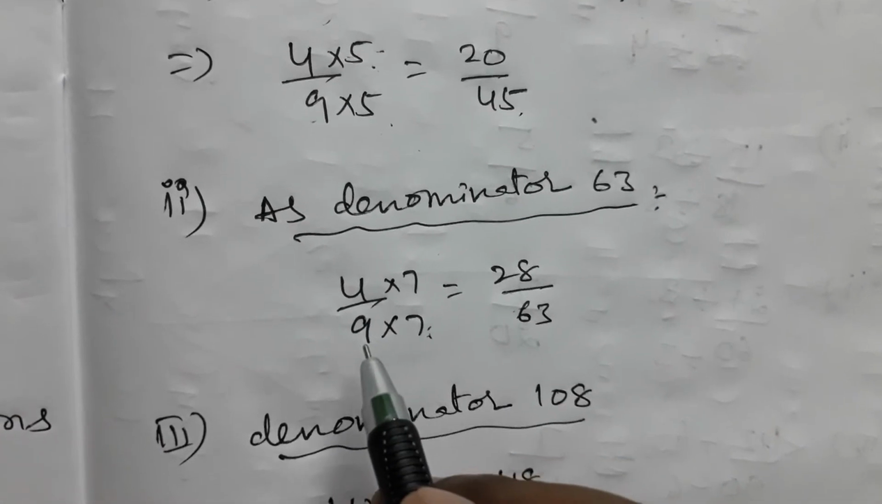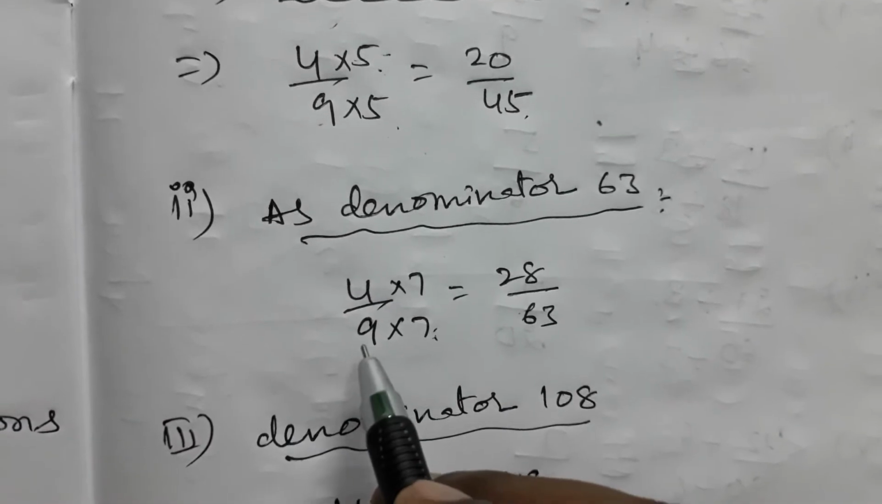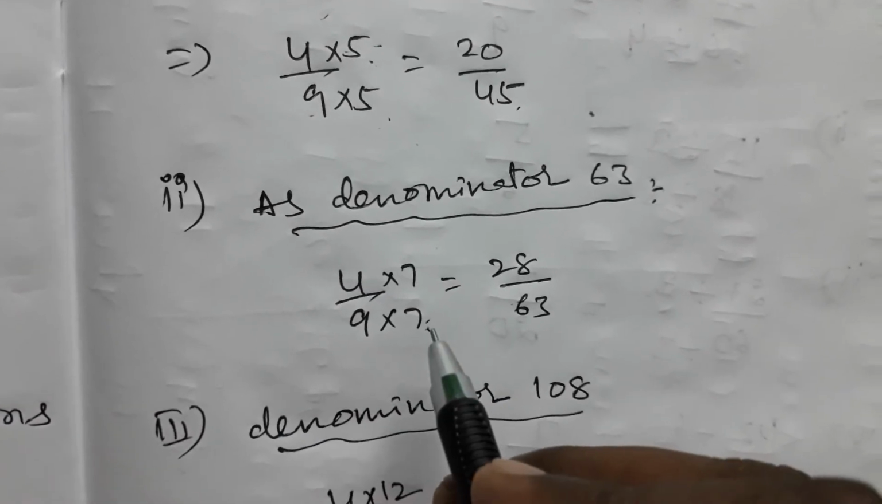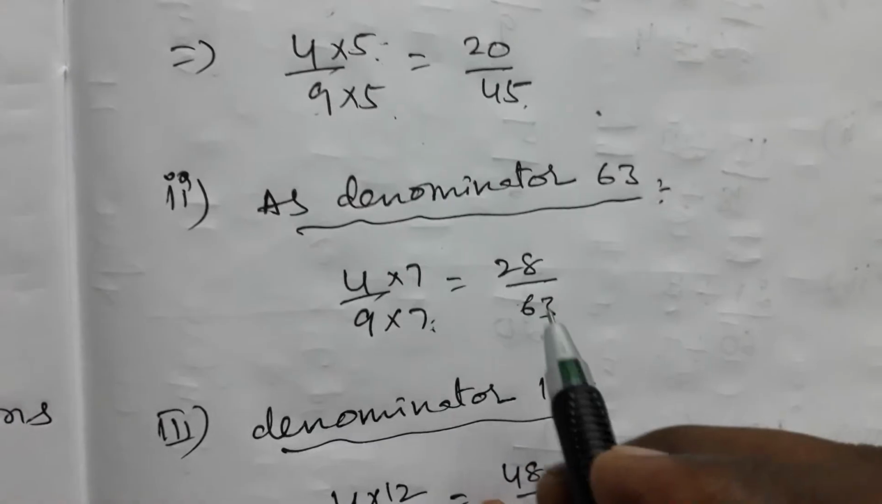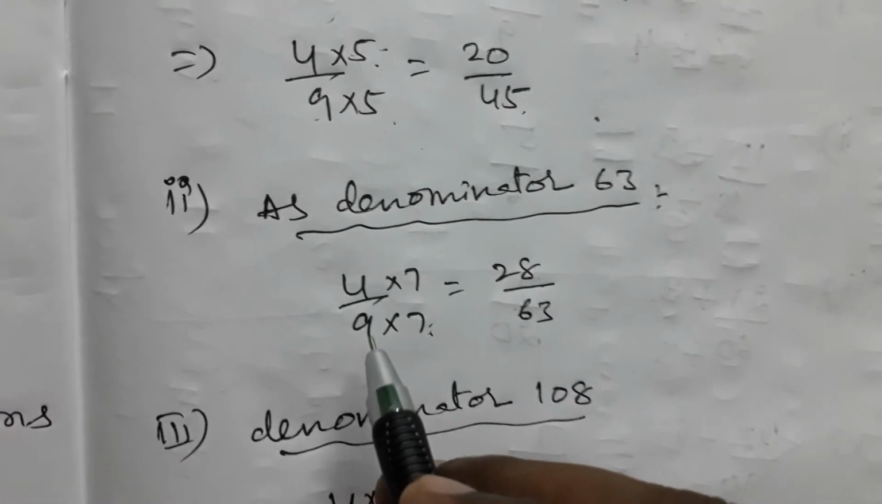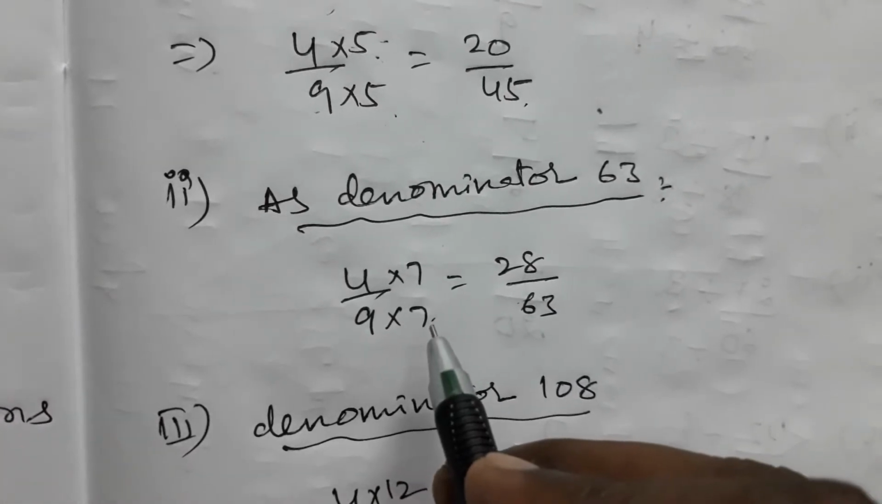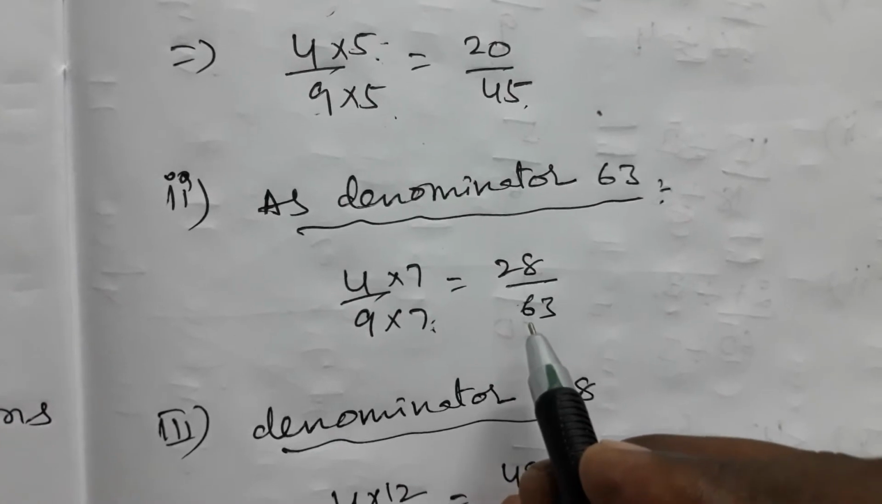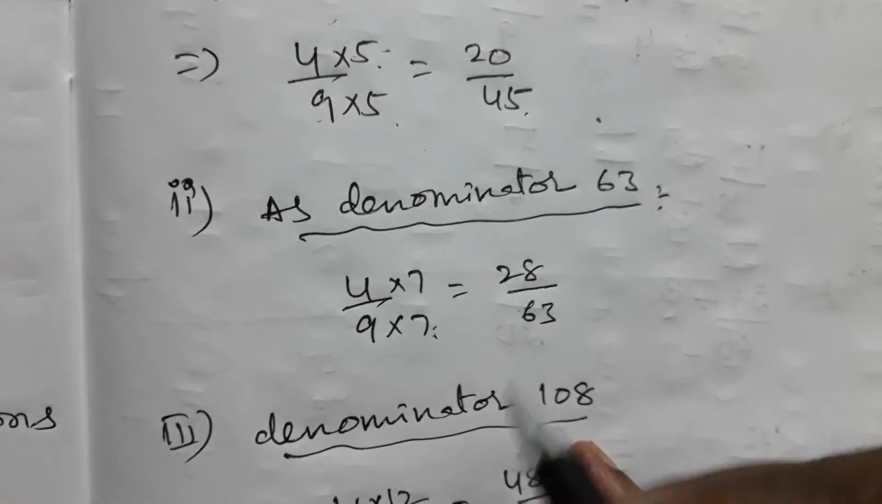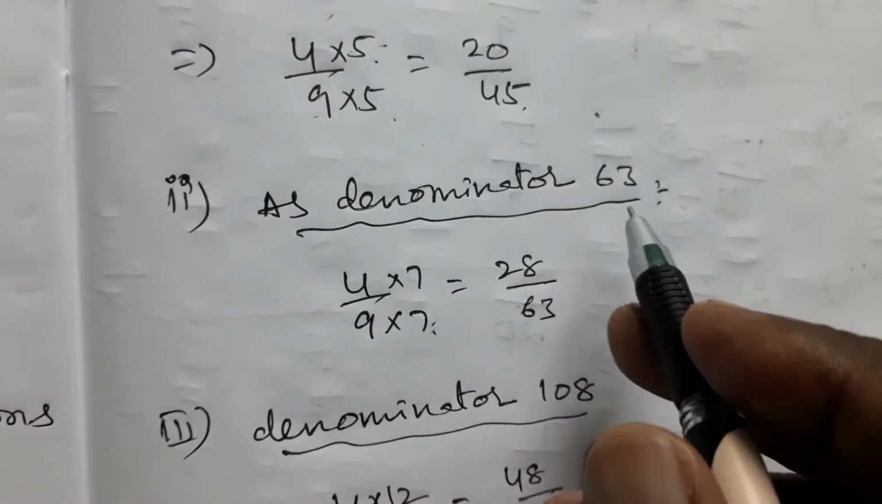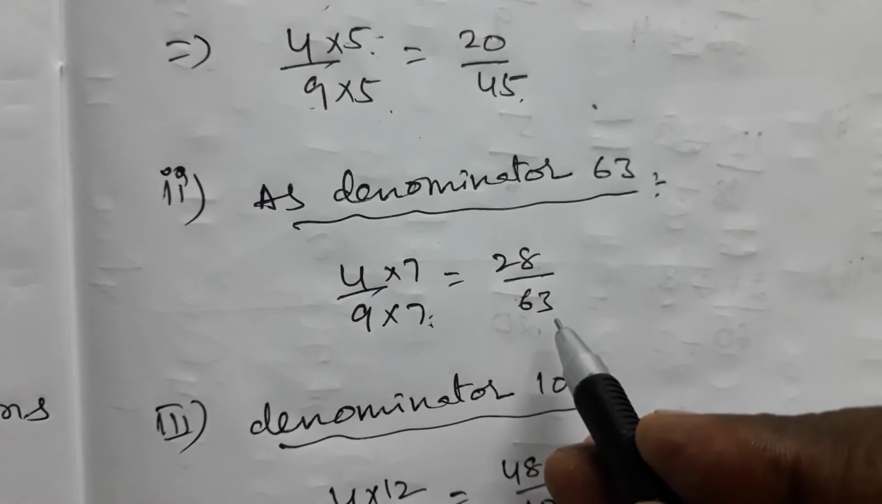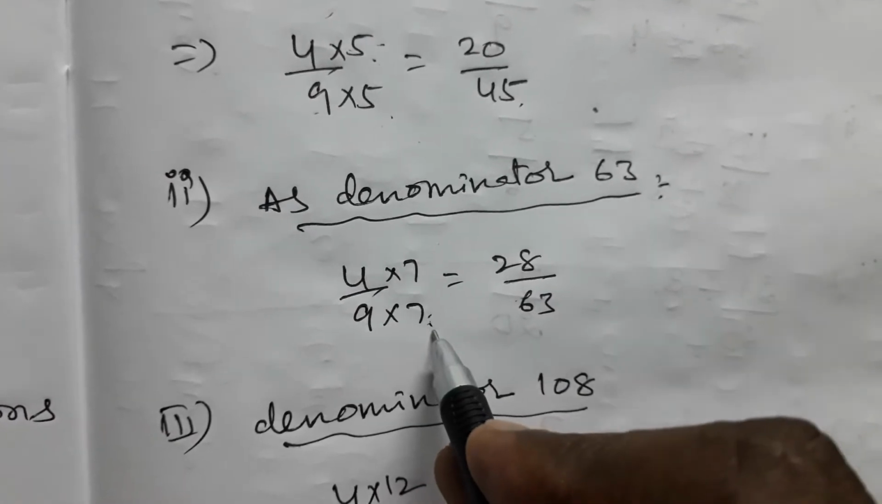Then what do you multiply to get 63 in the denominator? What do you multiply for this denominator? 7. 9 7s are 63. For this denominator 9, what do you have to multiply? 7. Why? You want 63 as the denominator. The condition is given: 63 as denominator. So that is why I am multiplying with 7.